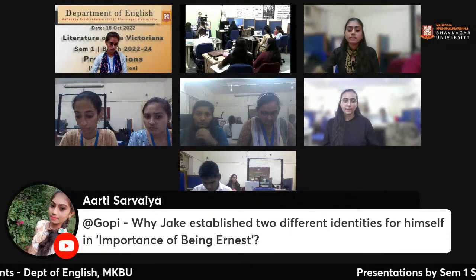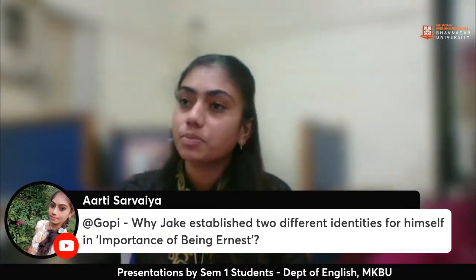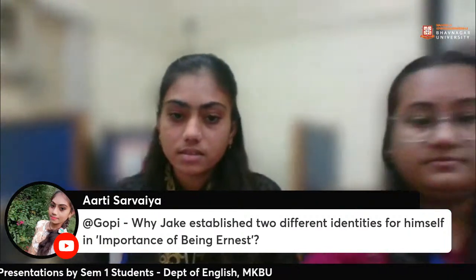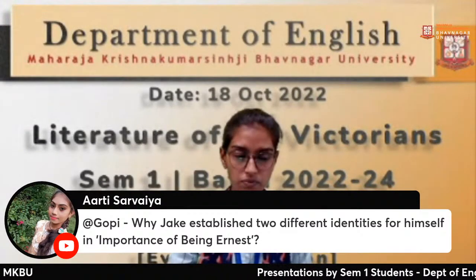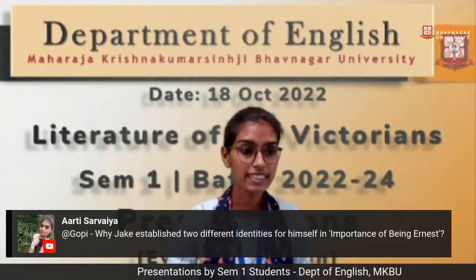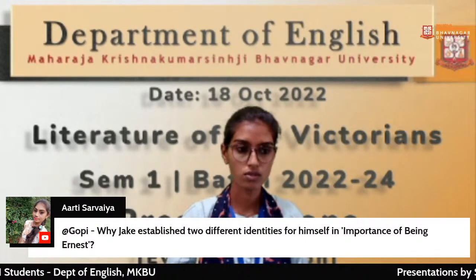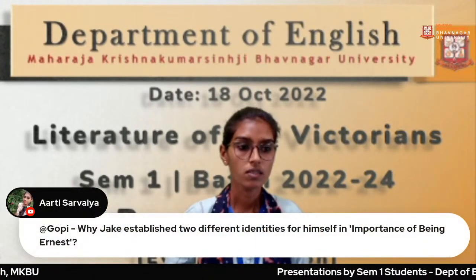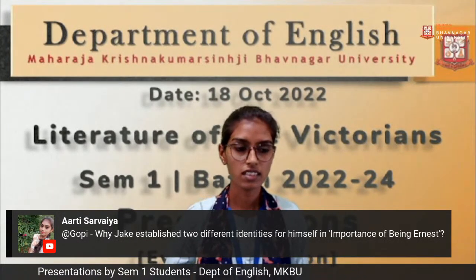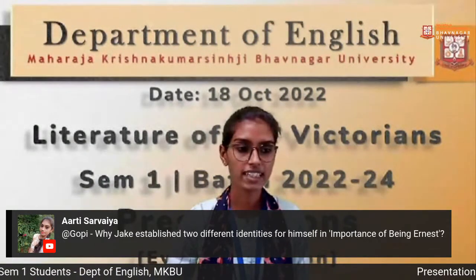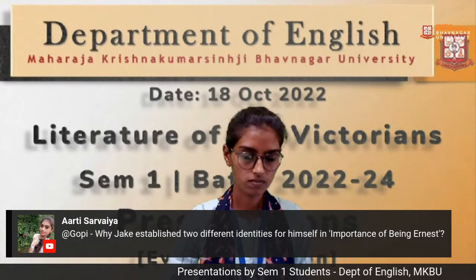Gopi, my question is why Jake established two different identities for himself in The Importance of Being Earnest. Okay. In The Importance of Being Earnest, Jake established two different identities, one for the city and another for the country. So when he goes to the city, he goes to help his brother Ernest. But really, he's very alone in the country.